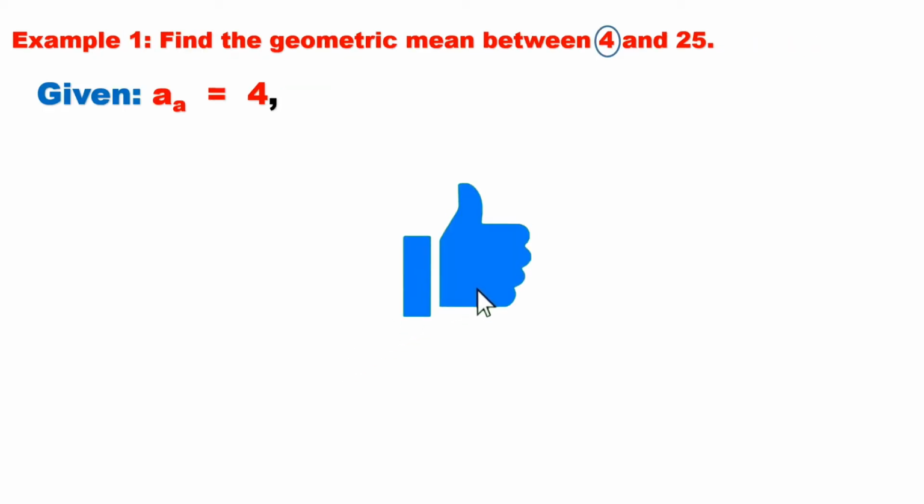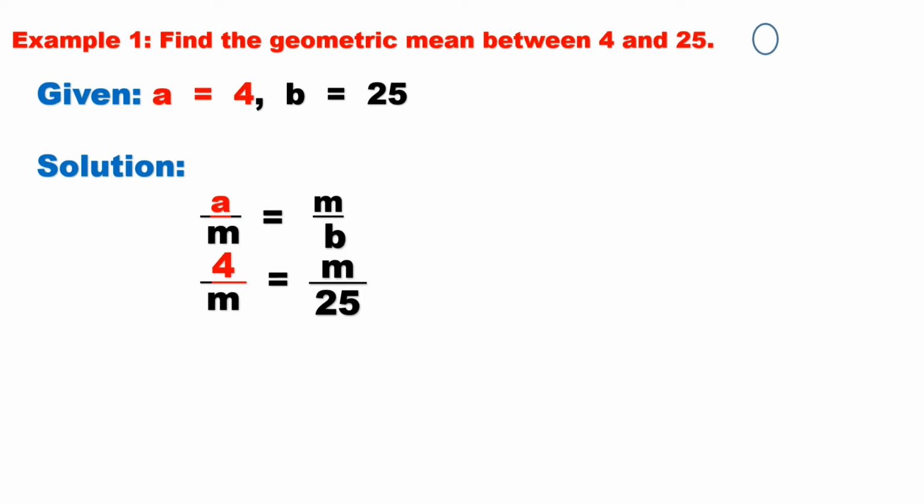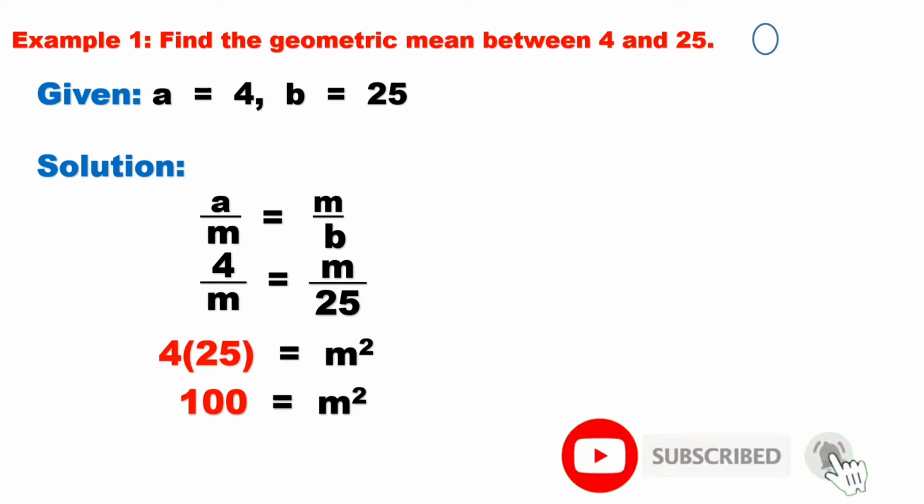Example 1. Find the geometric mean between 4 and 25. Given A equals 4 and B equals 25. For the solution, the formula is A over M equals M over B. By substitution, we have 4 over M equals M over 25. By cross product, we have 4 times 25 equals M squared. 4 times 25 equals 100.